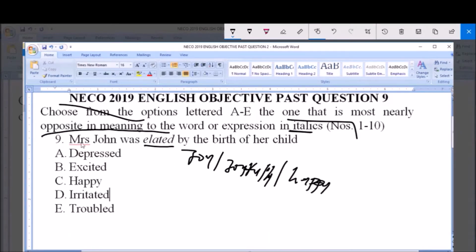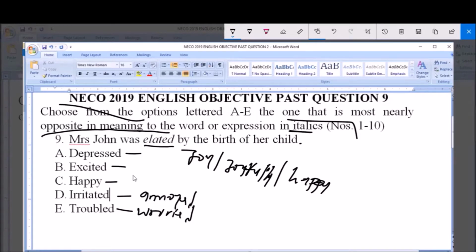The sentence says, "Mrs. John was elated by the birth of her child." Then option A says depressed, B says excited, C says happy, D says irritated, E says troubled. When we talk of troubled, it is synonymous with worried. Then irritated simply means something that is annoyed.